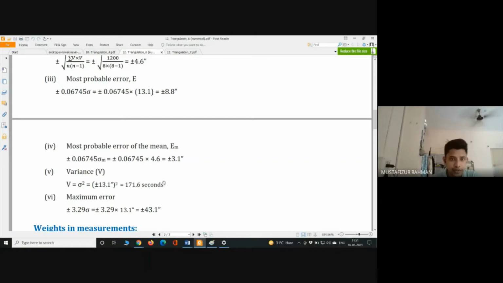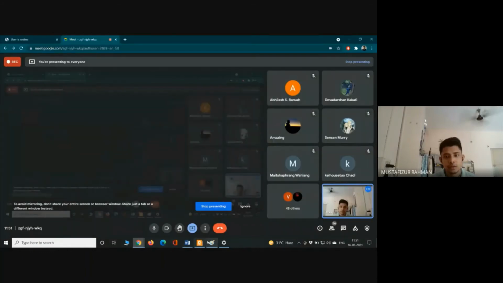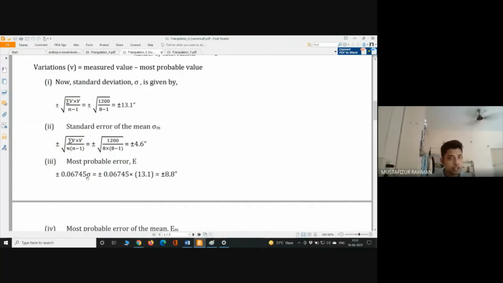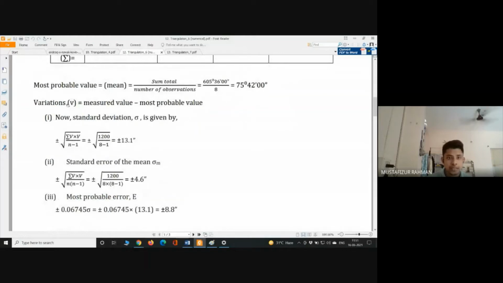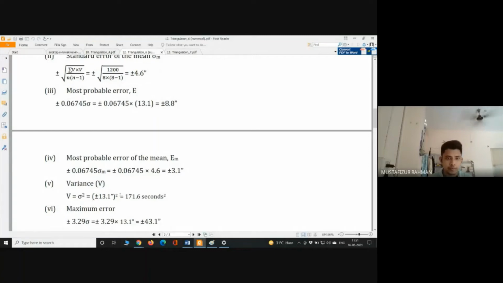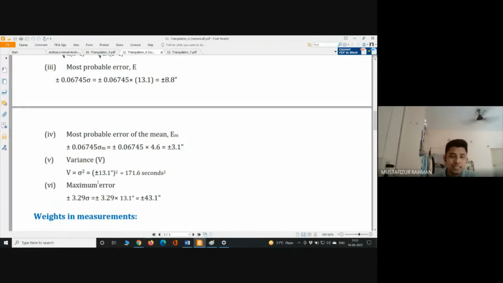Then variance. Variance is just the square of standard deviation. Variance and variation are different terms. Here we were saying variations. Variation is just the measured value minus the most probable value. But variance is the square of standard deviation. So it is another number. We will use it later. This is going to be used in the formulas of probability. That is why we need to find out these values.